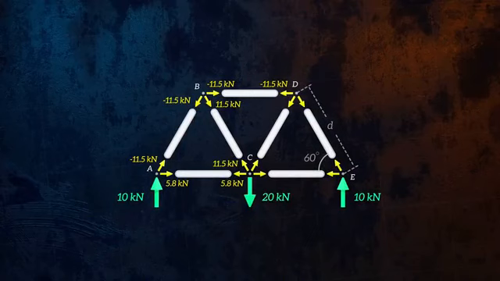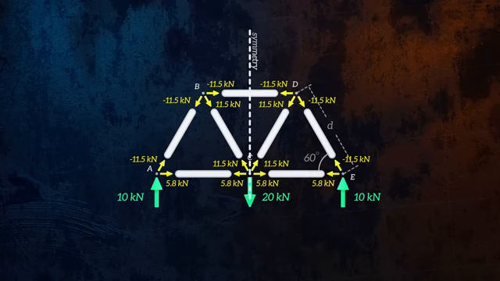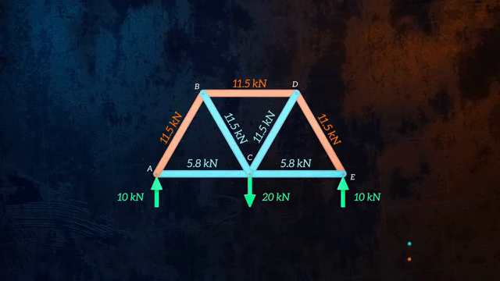We then need to work through all of the remaining joints, but we can save a bit of time by noticing that the truss and the applied loads have an axis of symmetry, and so the forces on the other side of the truss must be identical. That gives us all of the forces at the joints. We can show which members are in tension and which are in compression, like this.